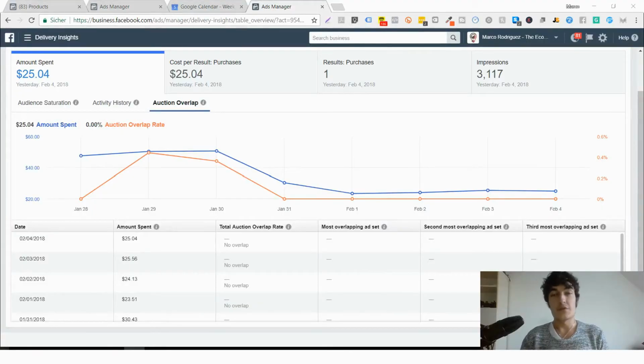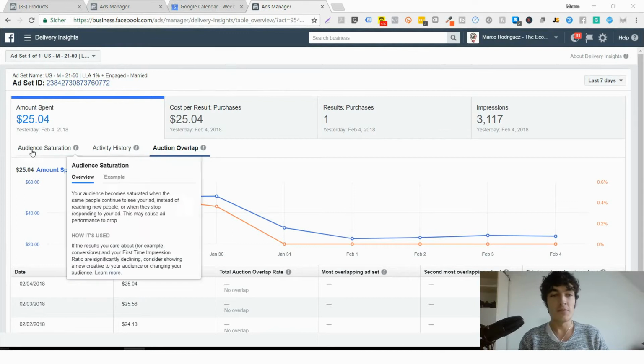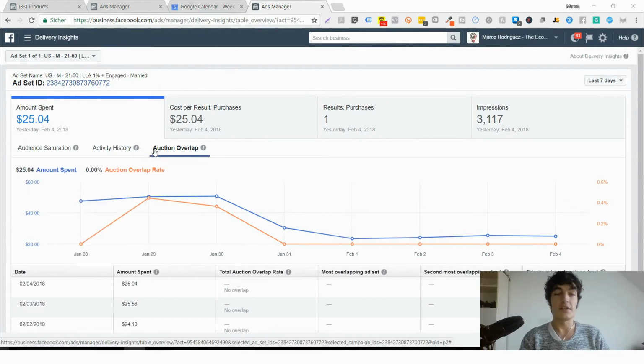Alright, so let's get started with the first mistake, which is not having a look at total auction overlap or auction overlap in general, which can be found if you check your Facebook campaigns and below the ad set level you see something called See Delivery Insights. If you click it, you land on this screen here with audience saturation, activity history, and auction overlap.